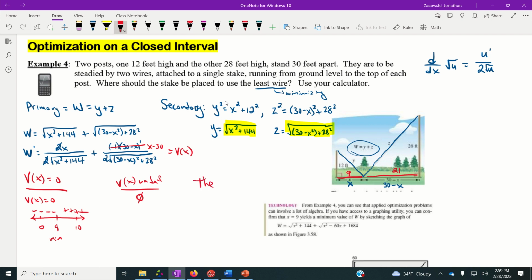The stake should be placed 9 feet from the 12-foot pole and, sorry, 21 feet from the 28-foot pole.